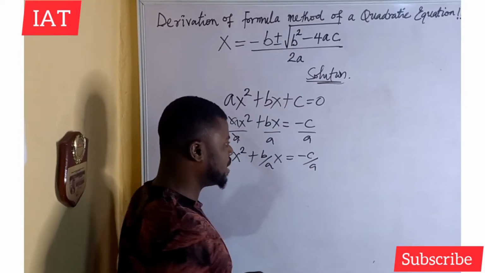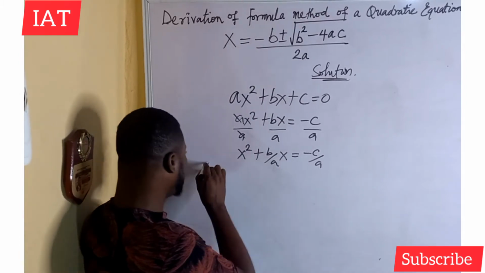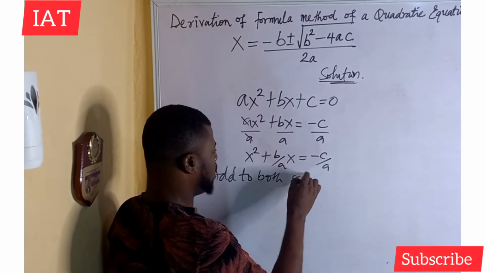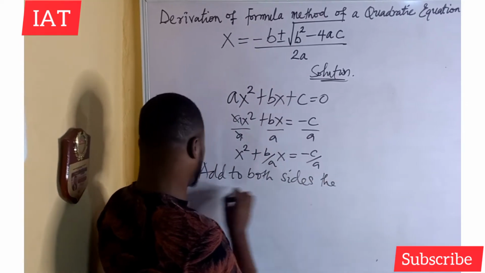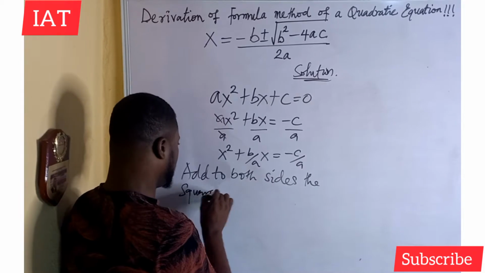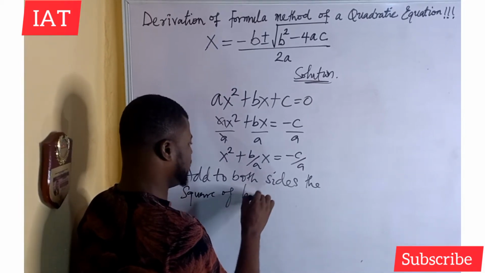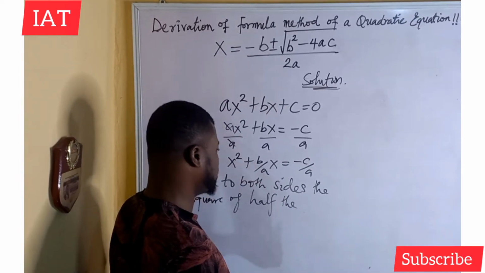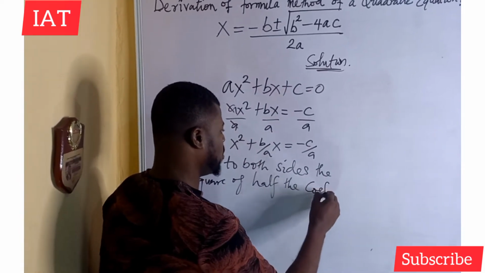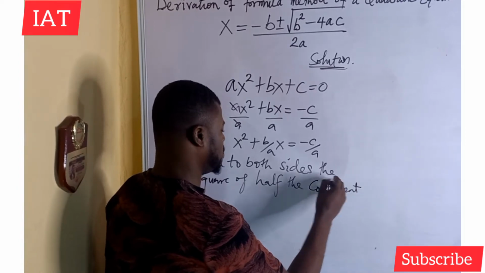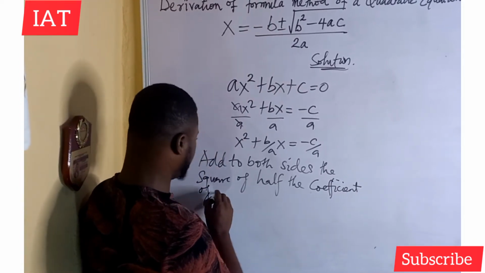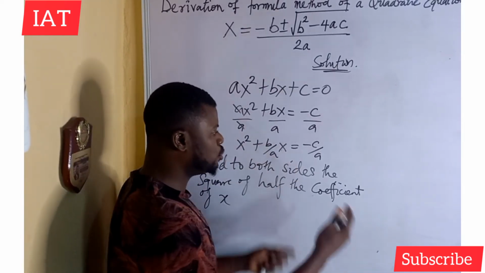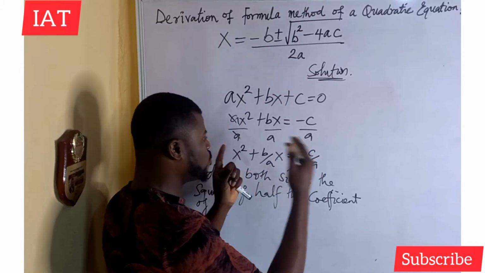So at this point, what is the statement I'm going to make? I will say: add to both sides the square of half the coefficient of x. This b over a is the coefficient of x. So when they say add to both sides the square, what do we mean by the square of half?